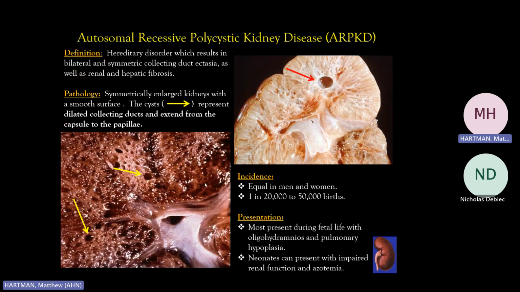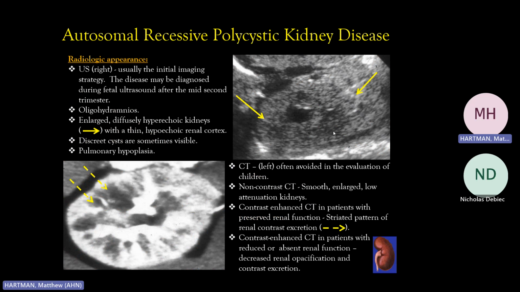Autosomal recessive polycystic kidney disease. This is more of a pediatric diagnosis, where instead of those macrocysts, we get a bunch of microcysts. And again, in the pediatric population, will often present as a hyperechoic, enlarged kidney.